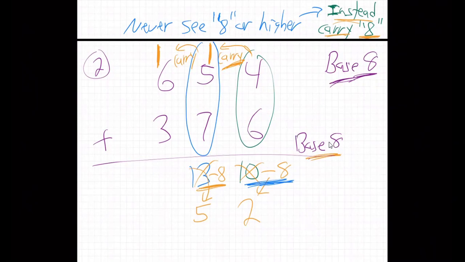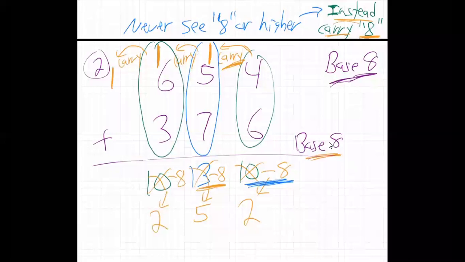All right, next column. So 1 and 6 is 7 and 3 is 10. But again, we're never going to see an 8 or higher in any one place. So what do we do? Same thing. We carry 1 to the next column and what? Cross this out, subtract 8. That leaves 2. Is that making sense? We subtracted 8 because we carried away 8.